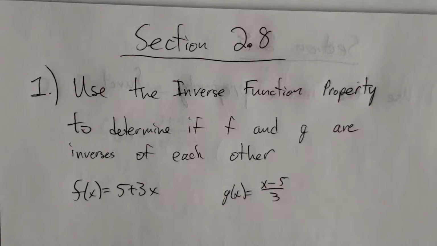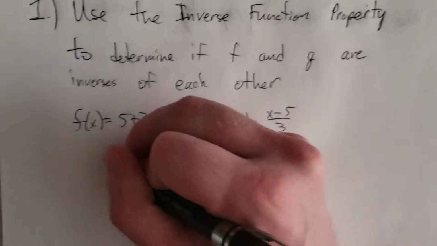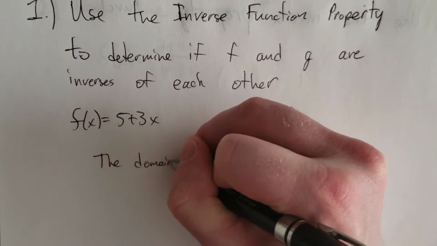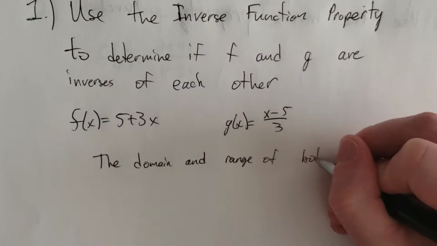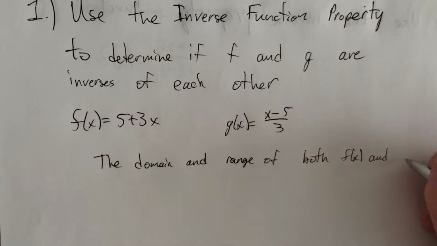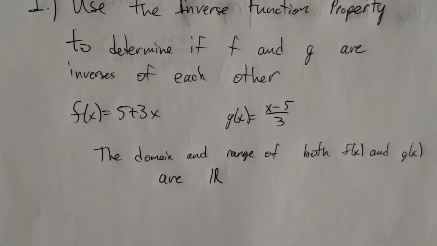To solve this, we need to show that f of g of x is equal to x for all x in the domain of f. And we also need to show that g of f of x is equal to x for all x in the range of f. So the first thing I want to notice here is that the domain and range of both f of x and g of x are R. It is all real numbers.